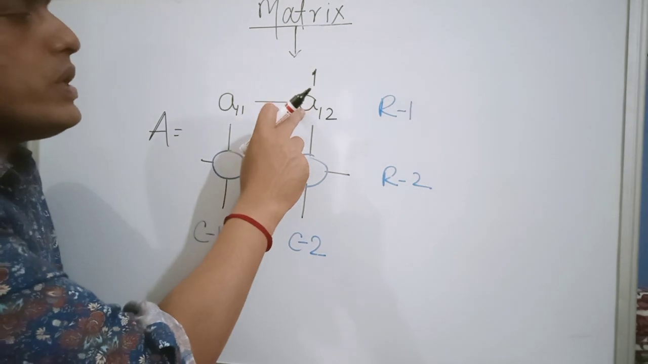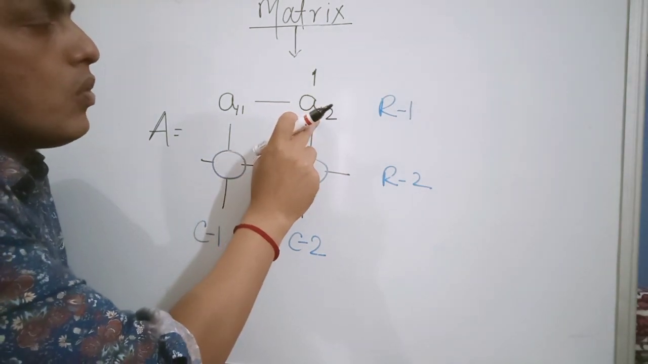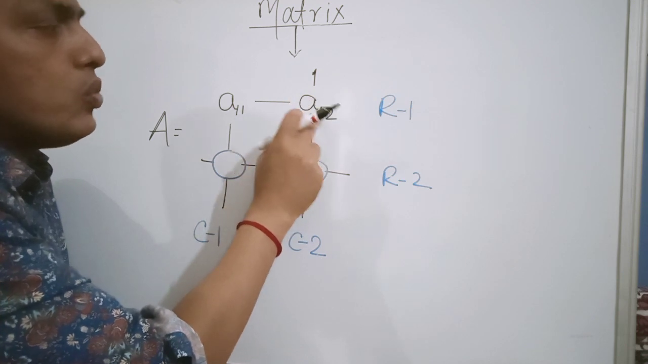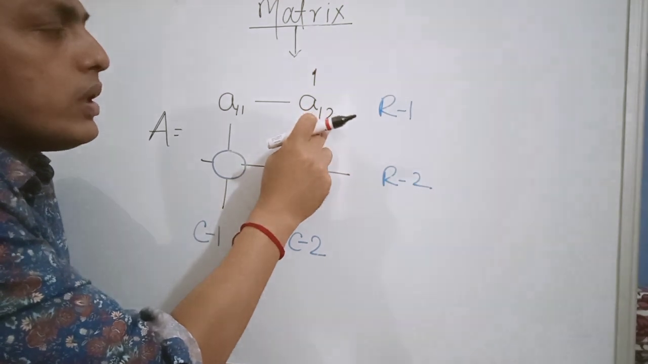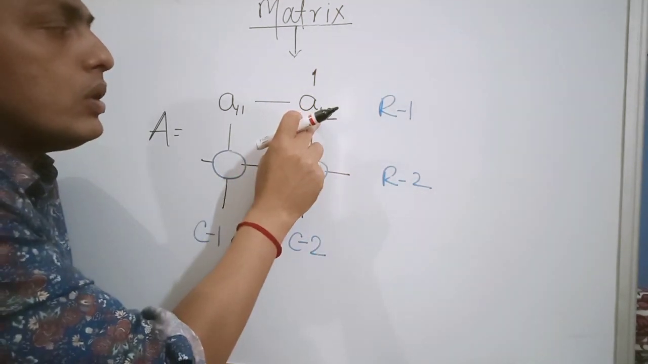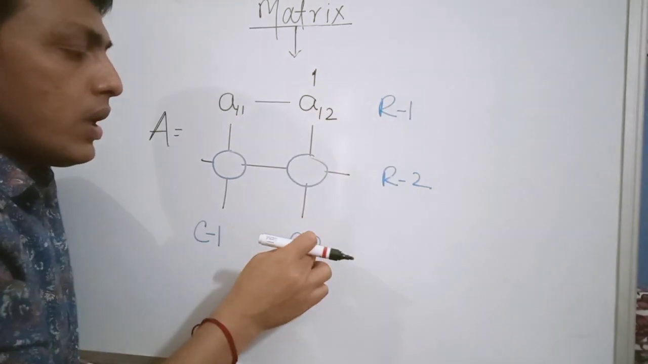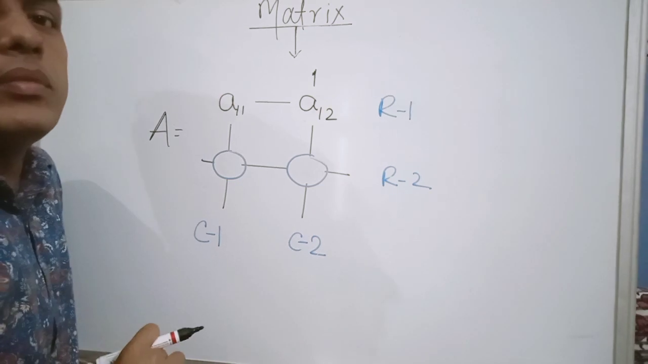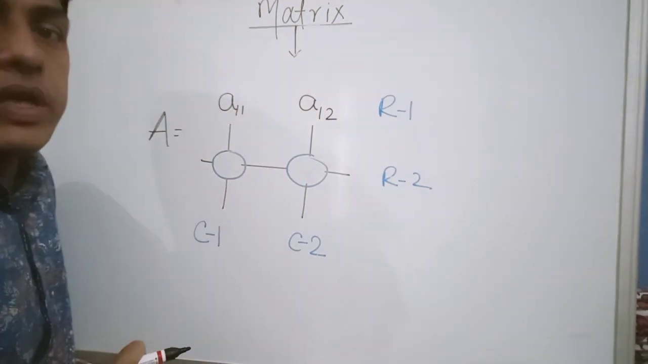Okay. So here the symbol of this element is a12. A is the general symbol. This part is important, which indicates the location of the element. This is the element of first row and second column. So the two symbols are ready.